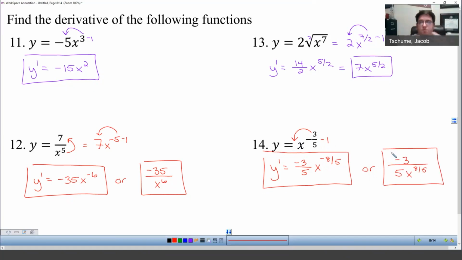Very good. So this is some more combinations of the power rule. All we did was mix in some extra constants for you to deal with.